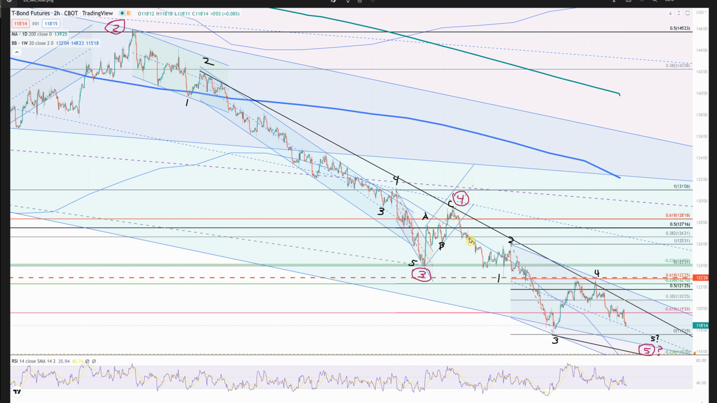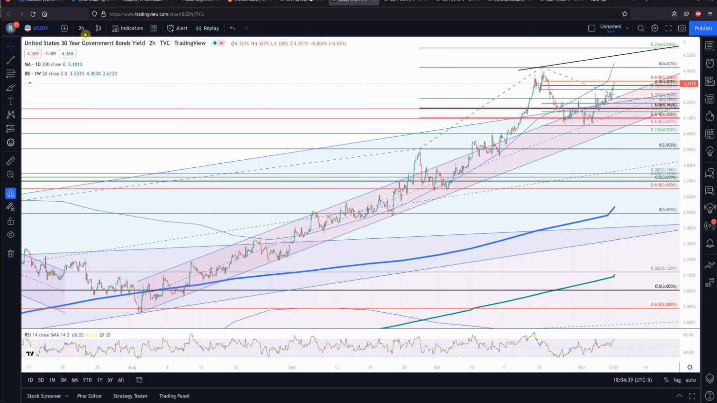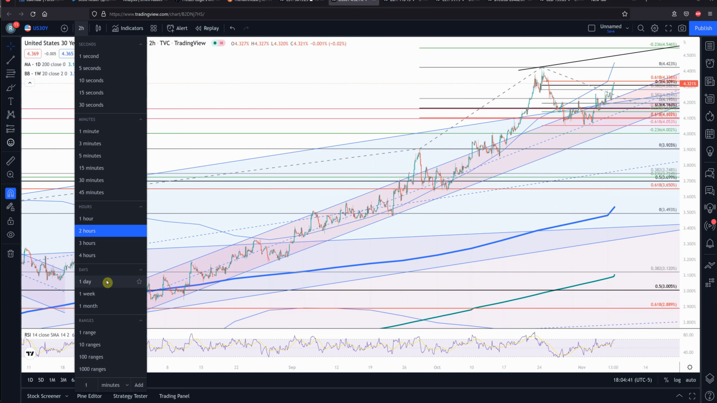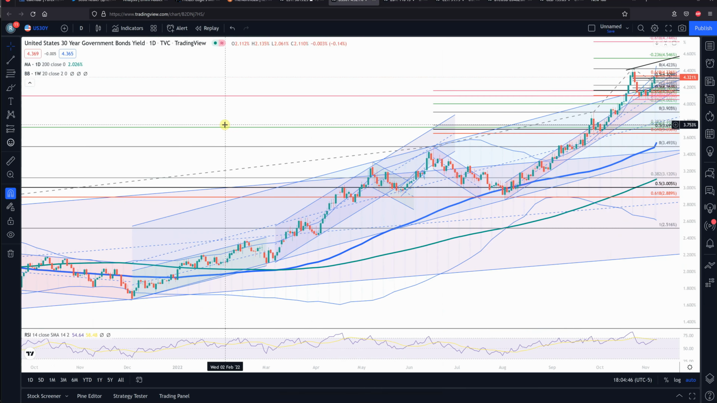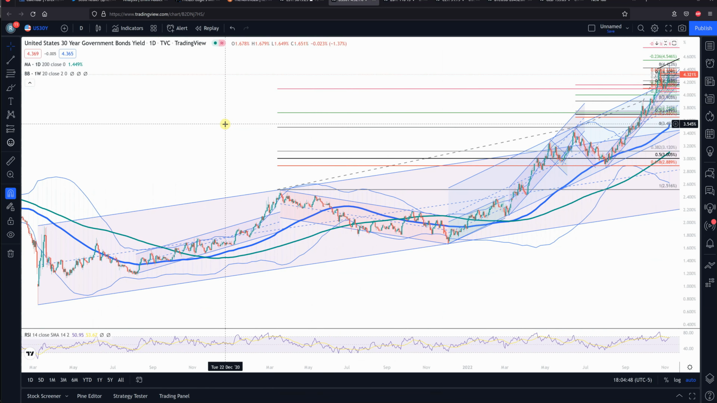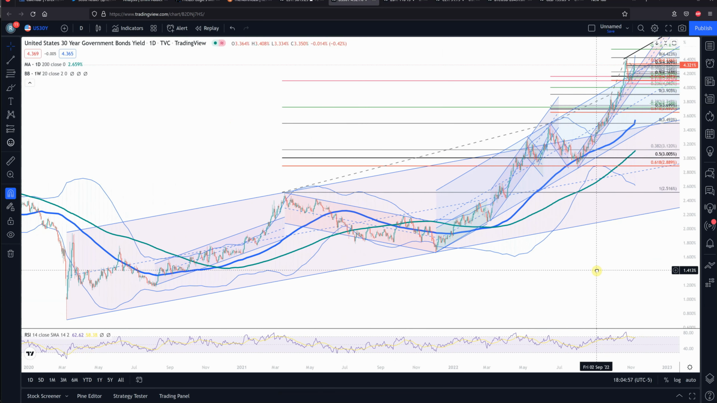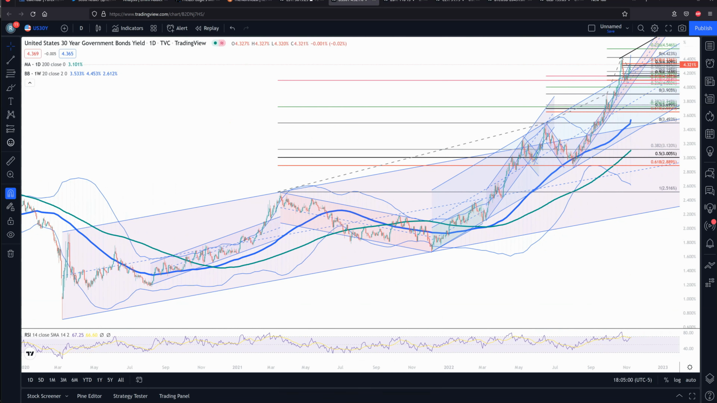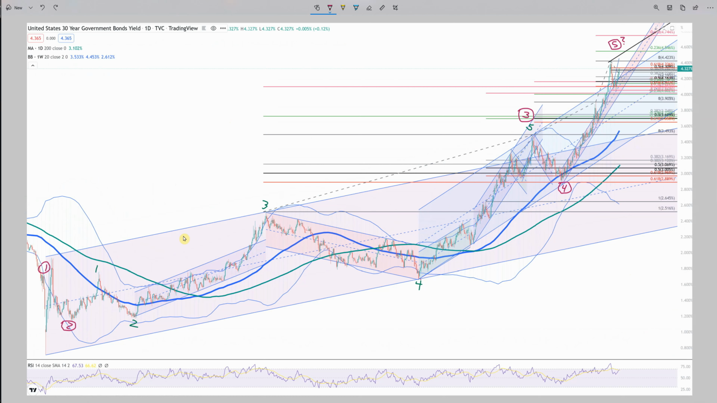Is that everything I want to say about that? Yeah, so let's go back to the yield chart. On the daily time frame, I have been trying to make some sense of this structure off of the all-time low over here. And again, quick and dirty casual Elliott wave. This is sort of the best I have right now.